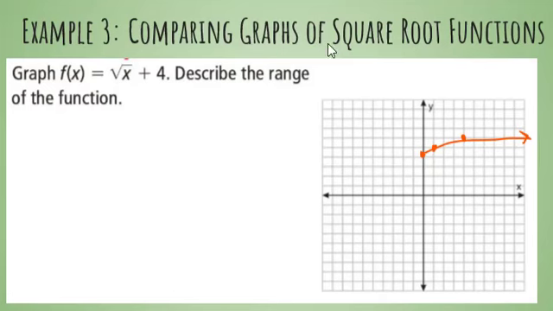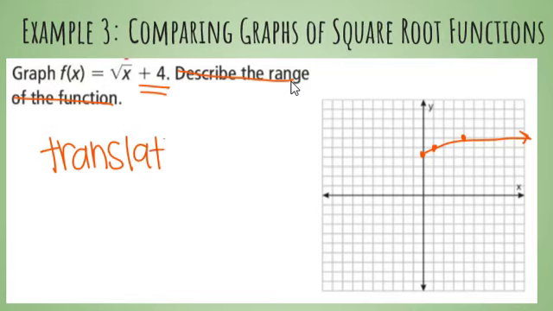For example 3, you're comparing square root functions. For this one, we're actually going to be comparing it to the parent function. I've already graphed this. This was from example 2 as well. But now we want to write what the comparison is, or the transformation of this one. Since we have this plus 4 on the outside, this is going to be a translation up 4.